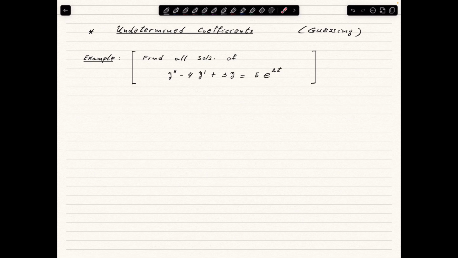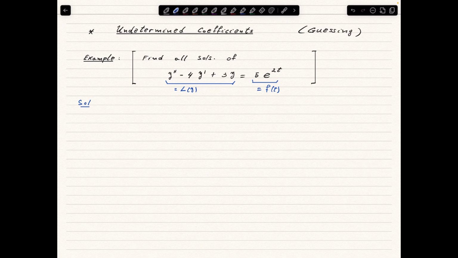Find all solutions of this equation, and this is a non-homogeneous equation, second order linear constant coefficients. As usual, we are going to call this side of the equation the operator L of y, and the other side we are going to call f of t. Okay, let's solve this problem. How can we find all the solutions?